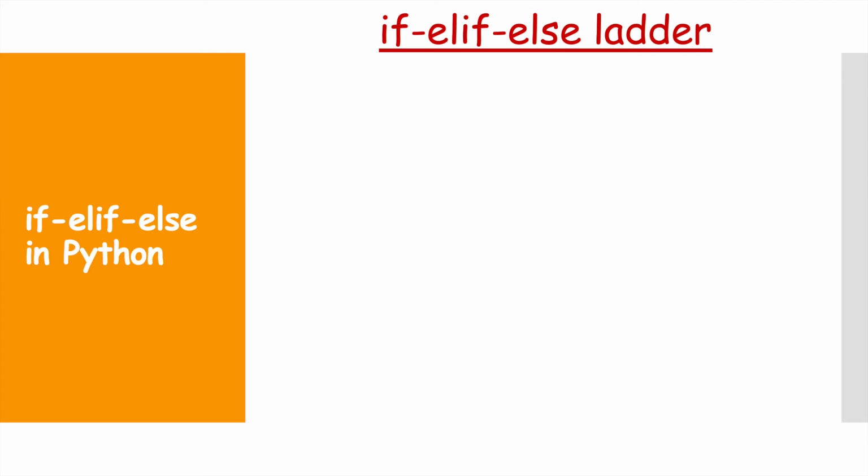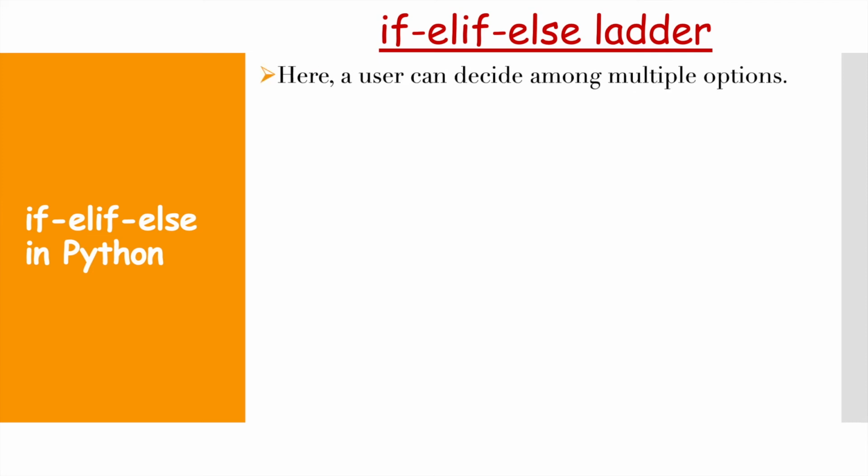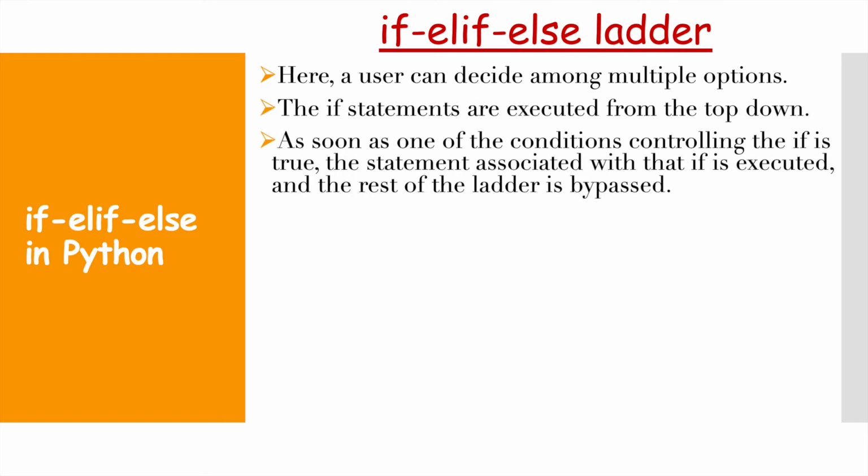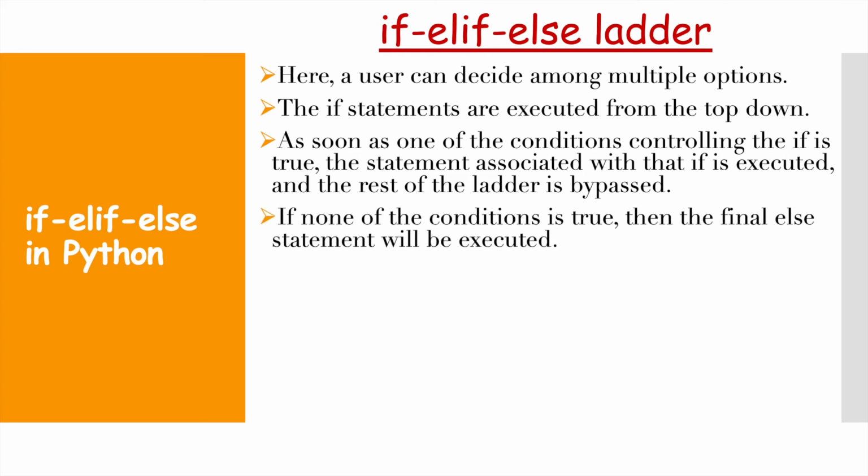Now let's see the if-elif else ladder in Python. Here a user can decide among multiple options. The if statements are executed from the top down. As soon as one of the conditions controlling the if is true, the statement associated with that particular if is going to get executed and the rest of the ladder is bypassed. If none of the conditions is true, then the final else statement will get executed.